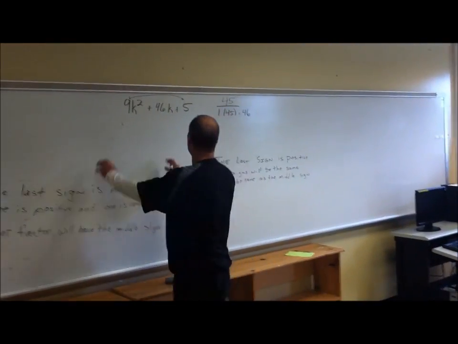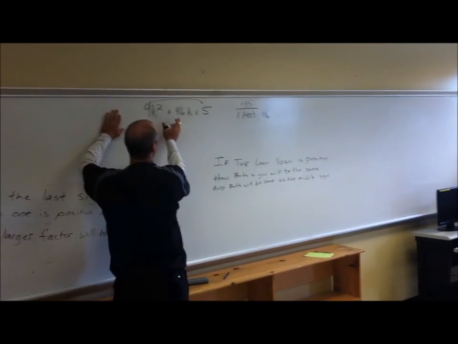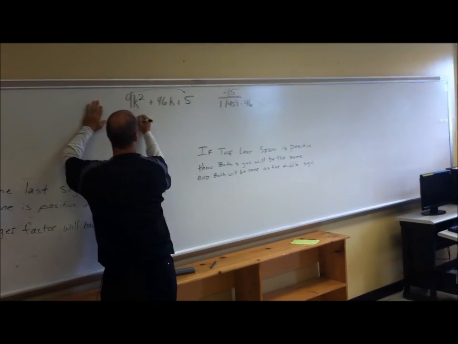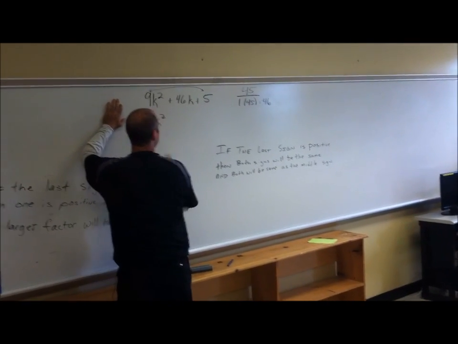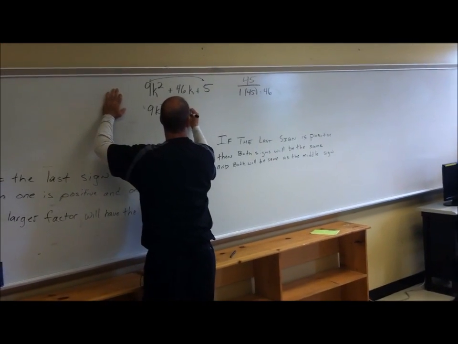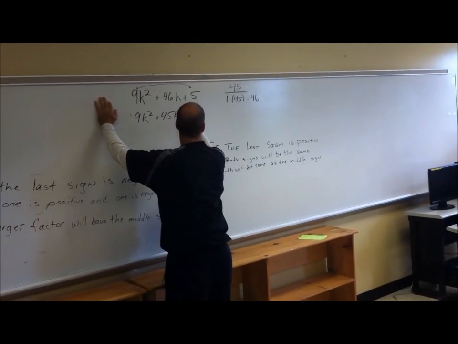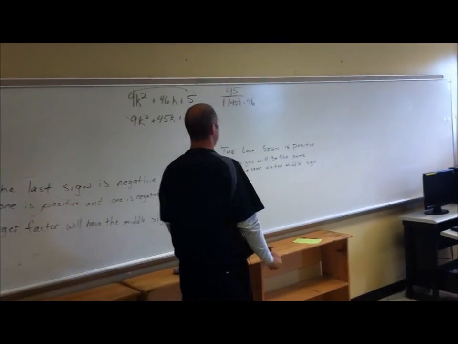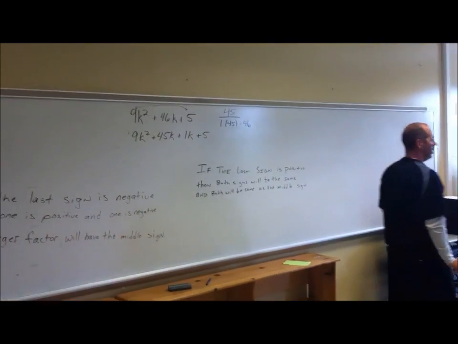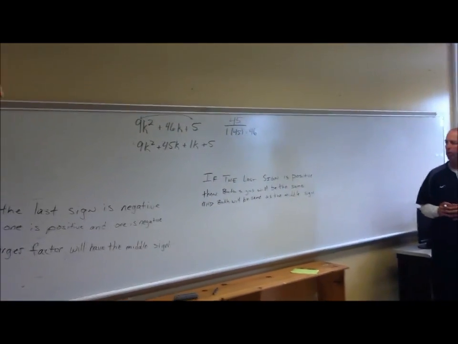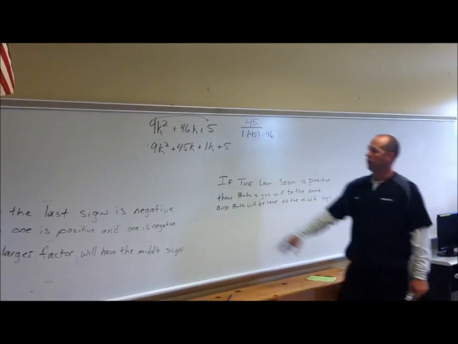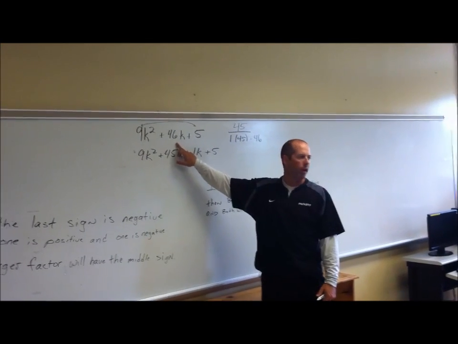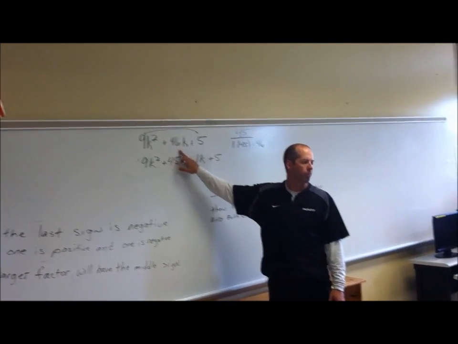Now, how do I make it grouping? All I'm going to do is break the middle term up. 9k squared plus 45k plus 1k plus 5. It does not matter which number you put first or which number you put second, because 45k plus 1k is 46k. I've not changed anything, just how it looks.